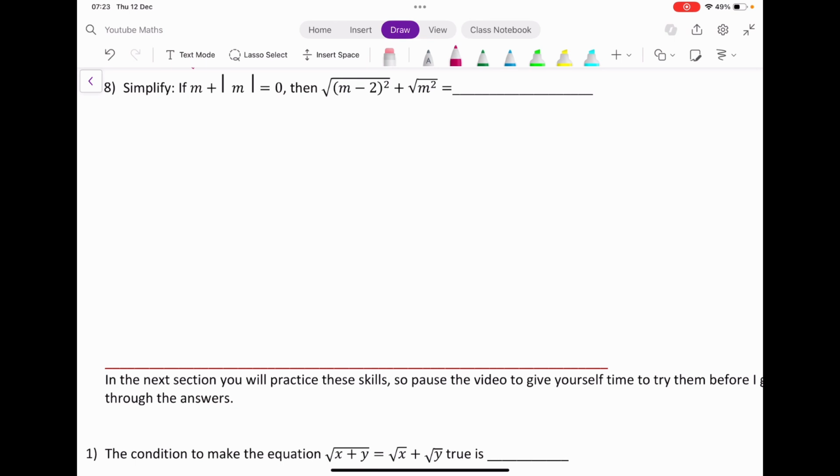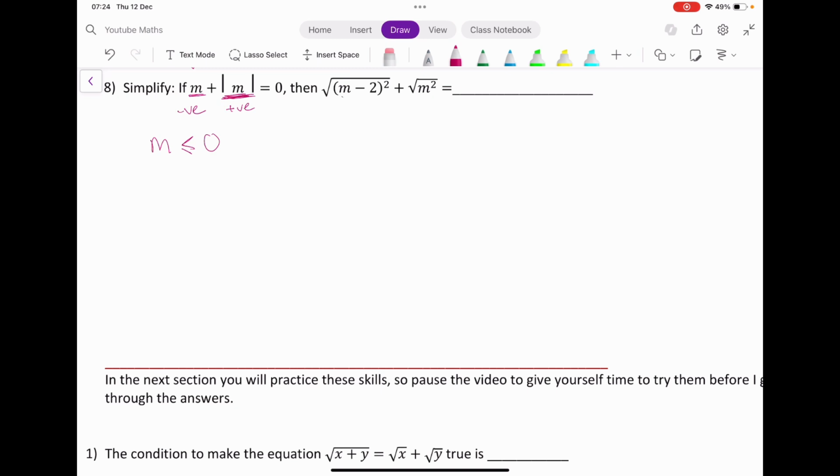Now let's look at 8. So simplify this if m plus absolute value of m equals 0. So firstly, in order for this to happen, this is going to be positive no matter what, because it's an absolute value, which means that this has to be negative for it to work. So m has to be less than 0, but if they are both 0, it will also be correct. So m has to be less than or equal to 0.